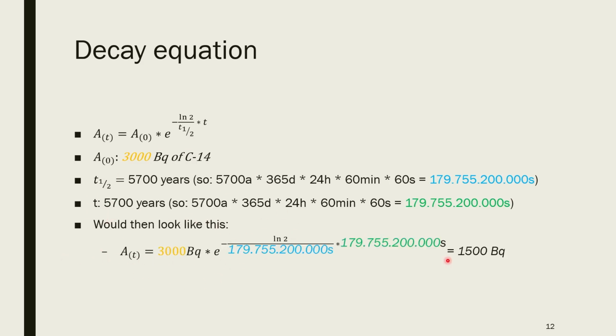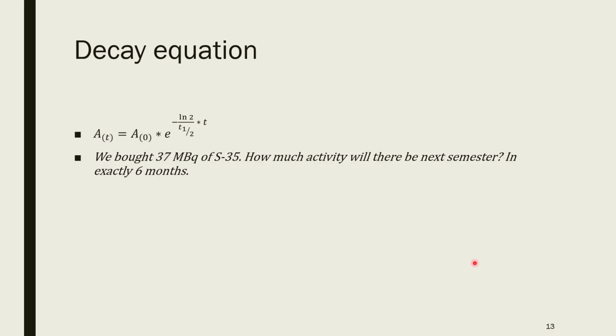And if we look at it, it comes out to 1,500 becquerels, which makes sense because we waited 1 half-life. So the activity decreased to half of what it initially was at the beginning. So 3,000 and 1/2 of that is 1,500 becquerels. Now it's your turn. If we bought 37 megabecquerels of sulfur-35, how much activity will there be next semester, so in exactly 6 months? It would look something like this.